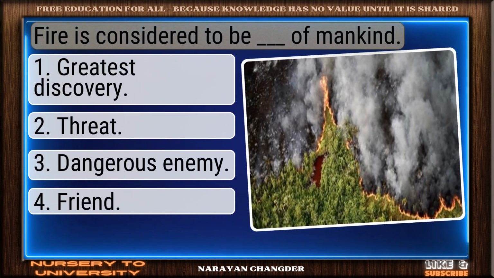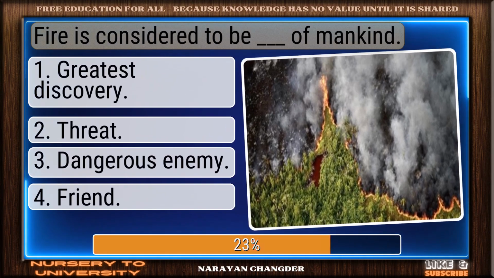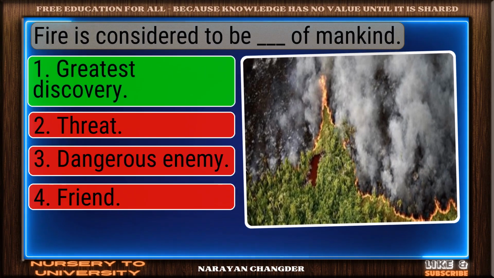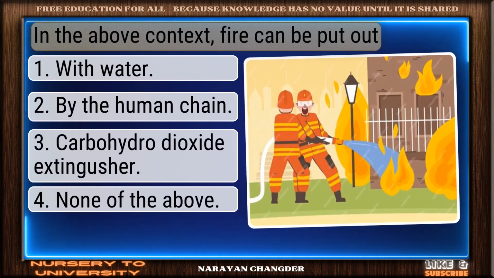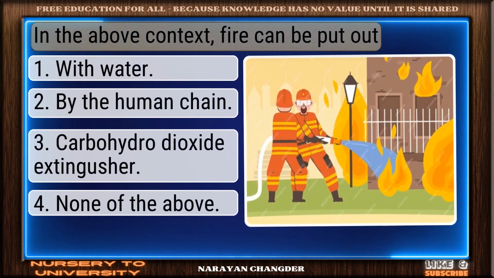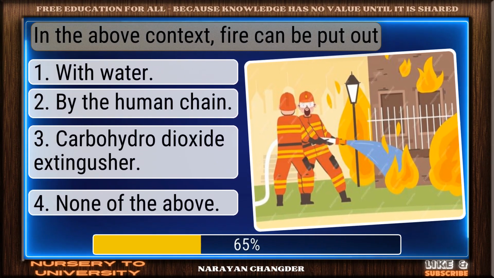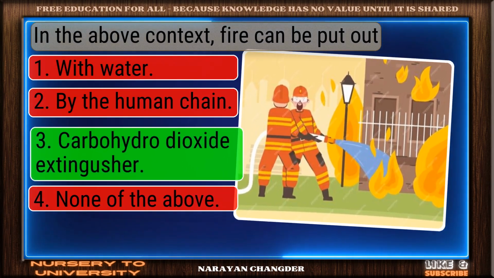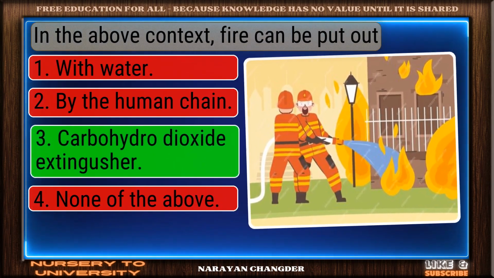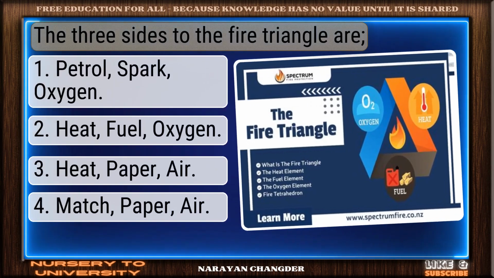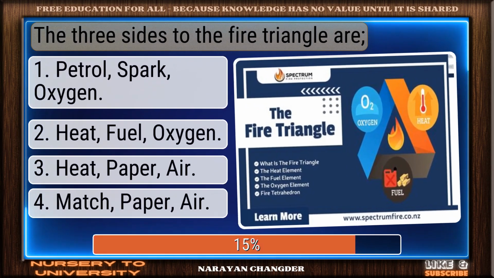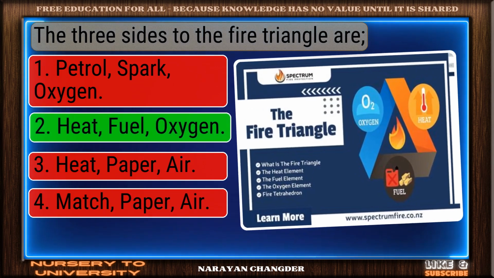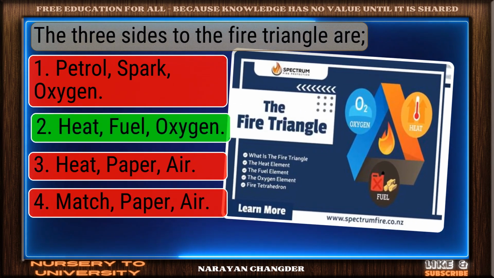Fire is considered to be dash of mankind. Excellent. Greatest discovery is a brilliant choice. In the above context, fire can be put out. Excellent choice. Carbon dioxide extinguisher is the right answer. The three sides to the fire triangle are. Sharp thinking. Heat, fuel, oxygen is the right choice.